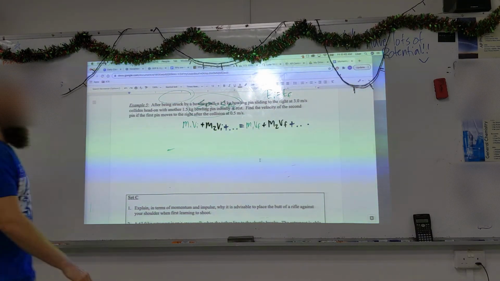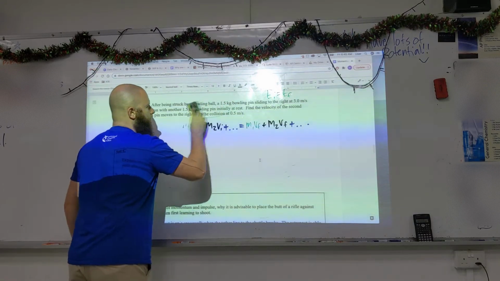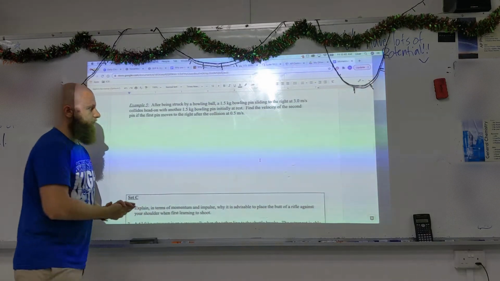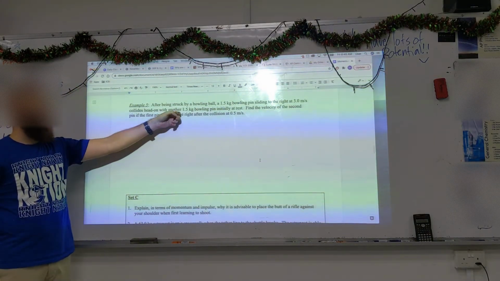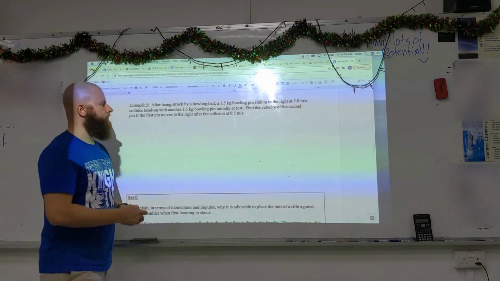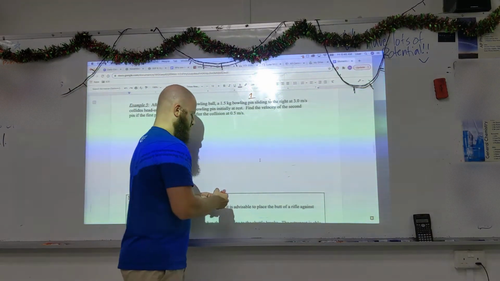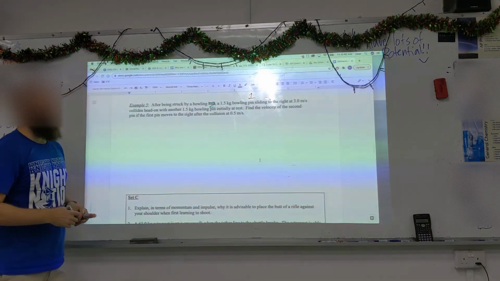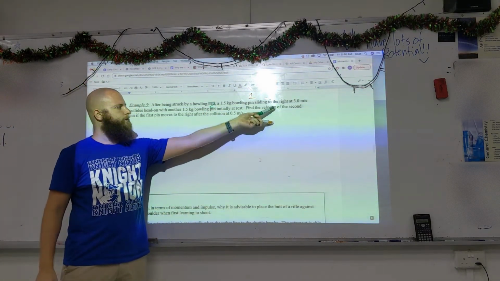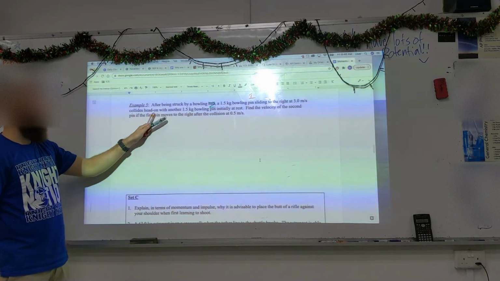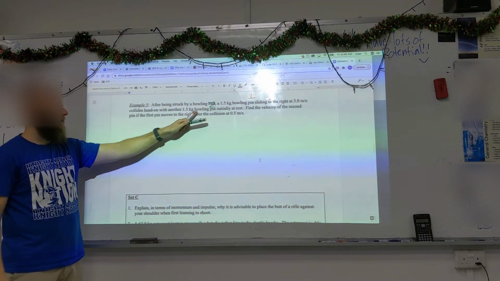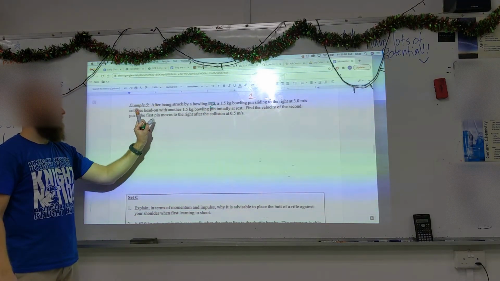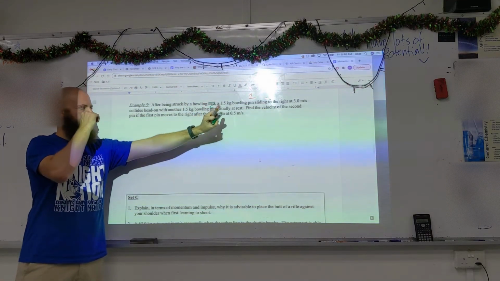Okay. So, after being struck by a bowling ball, a 1.5 kg bowling pin slides to the right at 3 meters per second and collides head-on with another bowling pin. So let's label this first bowling pin, pin 1, and let's make this second bowling pin, pin 2. So my first bowling pin is moving to the right at 3 meters per second, collides head-on with another bowling pin of 1.5 kg, initially at rest. Find the velocity of the second pin if the first pin moves to the right after the collision at 0.5 meters per second.